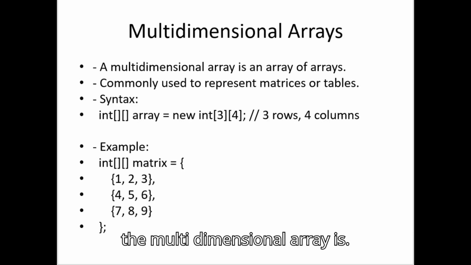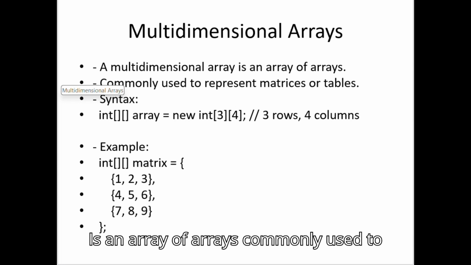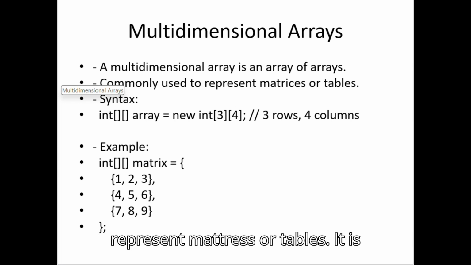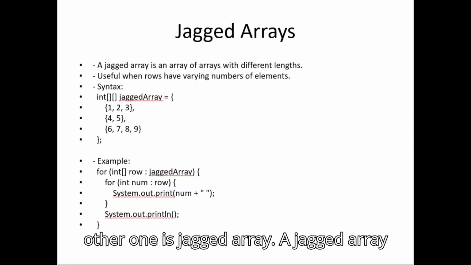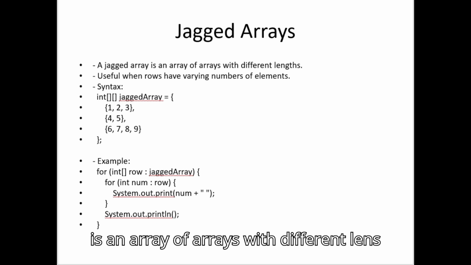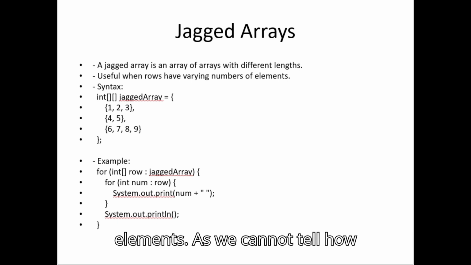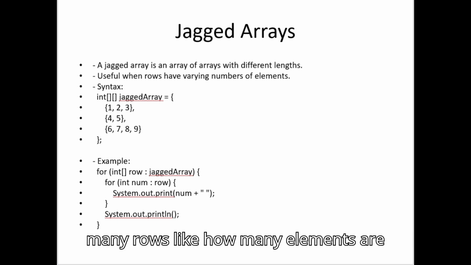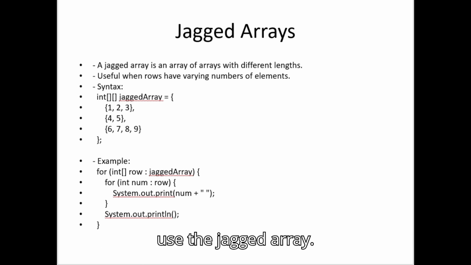A multi-dimensional array is an array of arrays, commonly used to represent matrices or tables. An example is a 2D array. And the other one is the jagged array. A jagged array is an array of arrays with different lengths, useful when rows have a varying number of elements. When we cannot tell how many elements there are in each array, we use the jagged array.